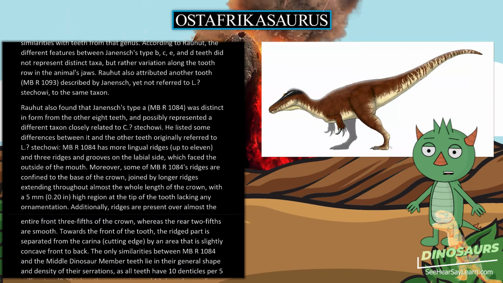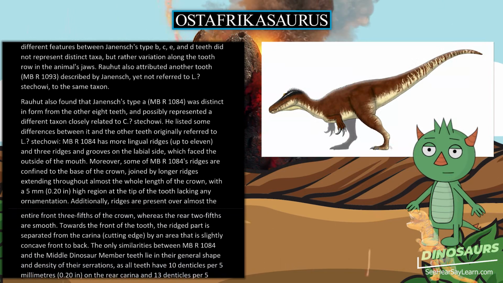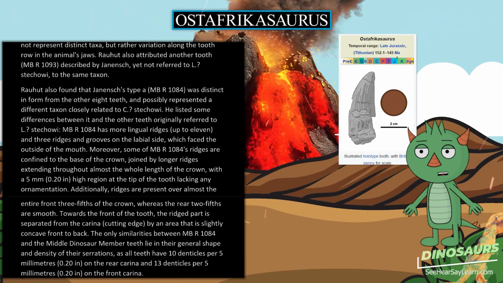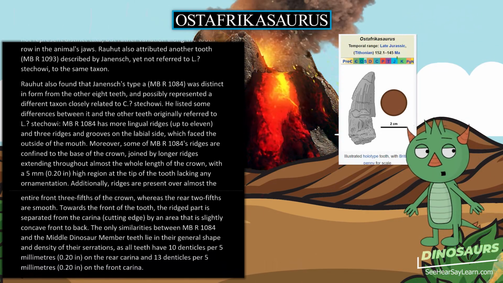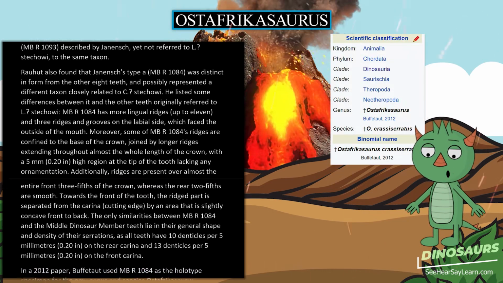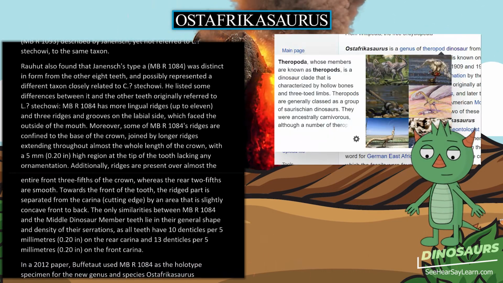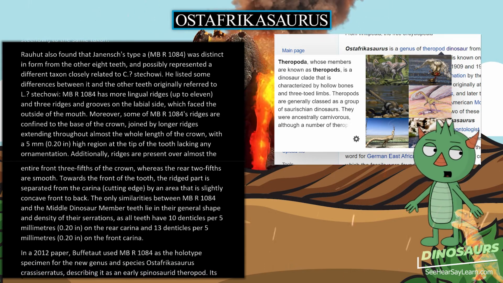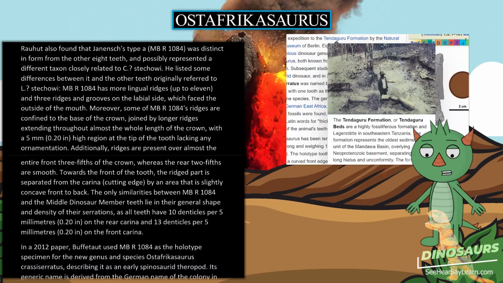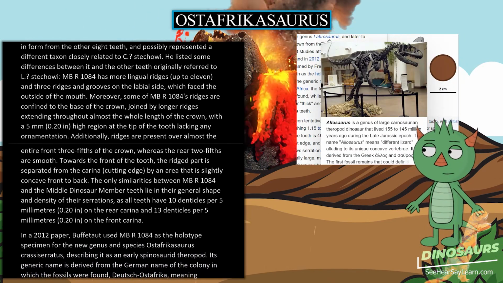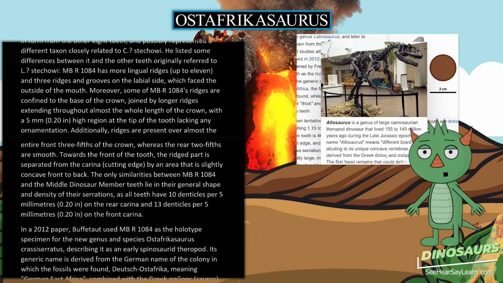Moreover, some of MBR 1084's ridges are confined to the base of the crown, joined by longer ridges extending throughout almost the whole length of the crown, with a 5 mm (0.20 in) high region at the tip of the tooth lacking any ornamentation. Additionally, ridges are present over almost the entire front 3/5 of the crown, whereas the rear 2/5 are smooth. Towards the front of the tooth, the ridged part is separated from the carina, the cutting edge, by an area that is slightly concave front to back.